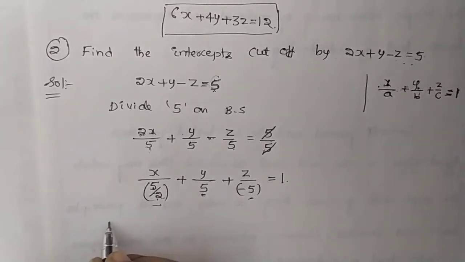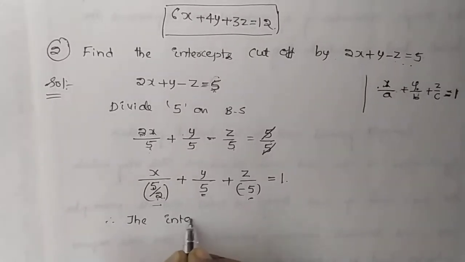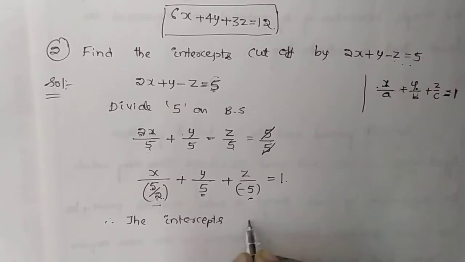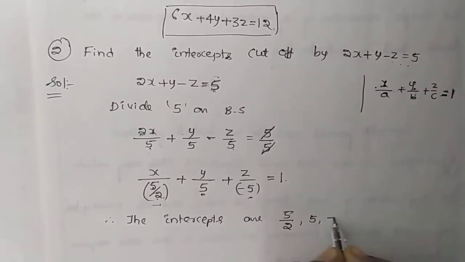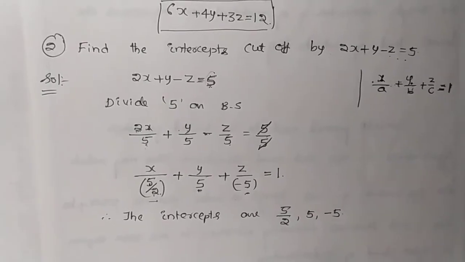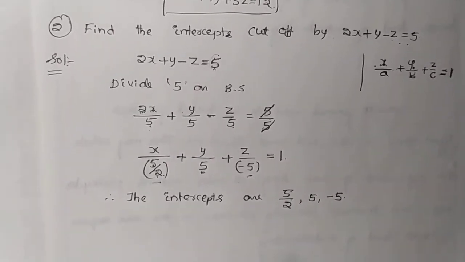Write the conclusion that therefore the intercepts are 5 by 2, 5 and minus 5. Right? Next question.